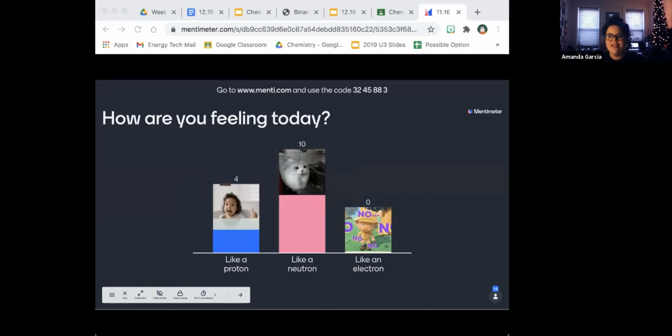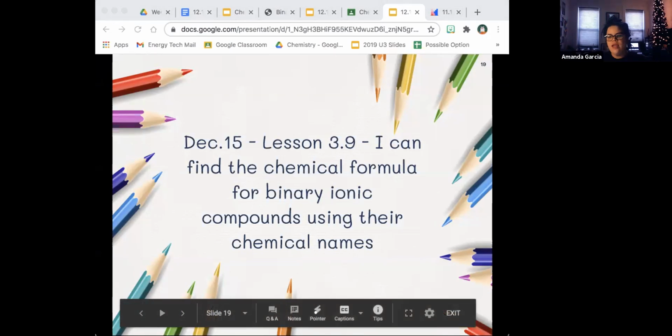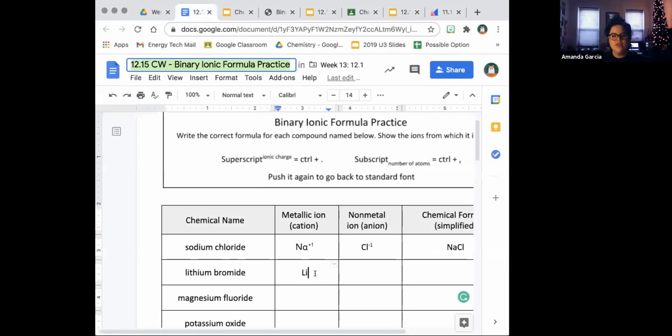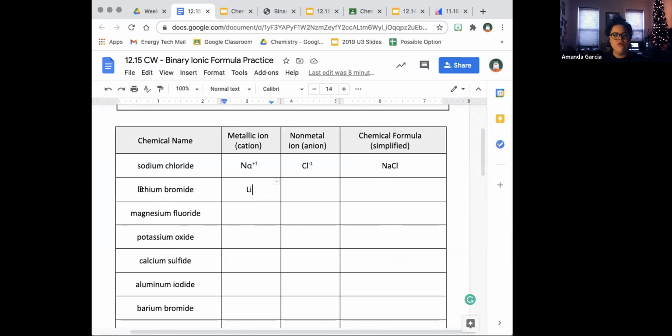All right. So we're going to go ahead and jump in and get started. As I said earlier, today we're going to be going through more practice problems by looking at what is called the crisscross rule in order to try and get chemical formulas for binary ionic compounds. Just to give you a preview as to what your homework is going to look like today, you are going to have 15 compounds, okay? Sodium chloride, lithium bromide, magnesium fluoride.